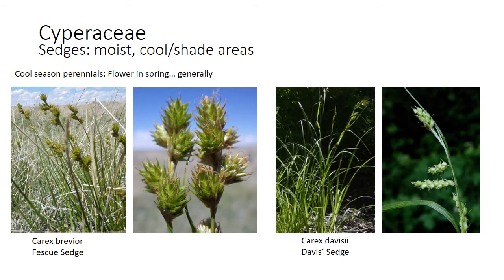Here are some different Cyperaceae, or sedges. You'll usually find these in more cool or shaded areas. And you'll notice here that it's pretty easy to identify between the seed heads. You'll have a larger cluster, even in the smaller ones, than the Poaceae. Here are just two examples of some common ones that we have. Here's fescue sedge and Davis's sedge. And generally they flower in the spring, so it's easier to identify during that time.